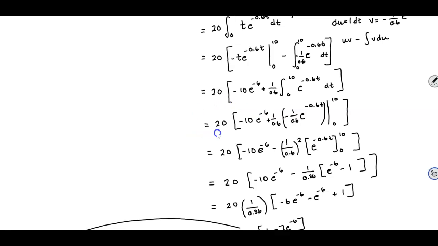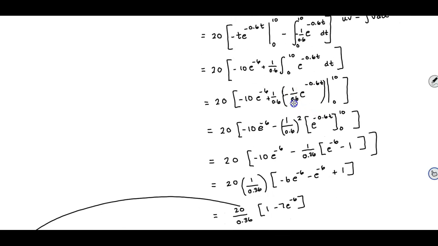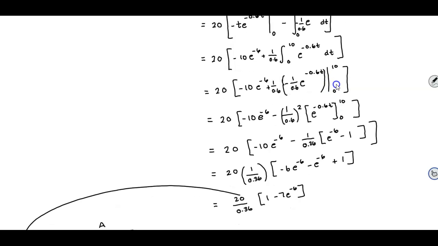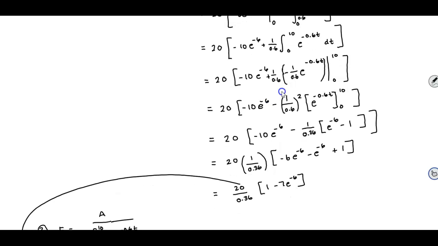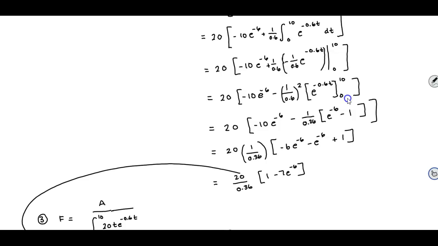Now the next step here is that we have 20 times the quantity negative 10 e^(-6). We factored out that 1 over 0.6. And now we have to take the antiderivative of e^(-0.6t). If we take the antiderivative of that, we get negative 1 over 0.6 e^(-0.6t), and we're going to evaluate that from 0 to 10. But what we're going to do is factor out this negative 1 over 0.6. If we factor that out, we're going to get now minus 1 over 0.6 squared, since we're multiplying those two. And we have e^(-0.6t) going from a lower limit of 0 to an upper limit of 10.